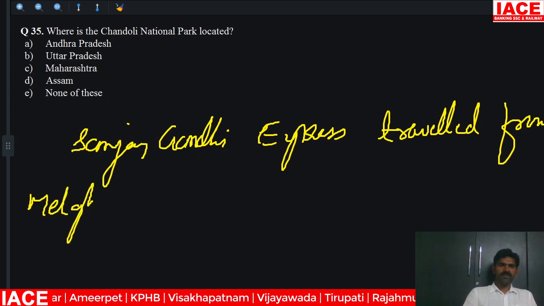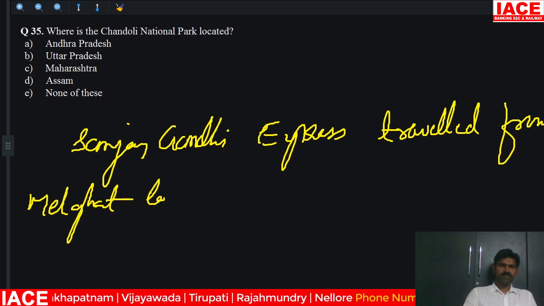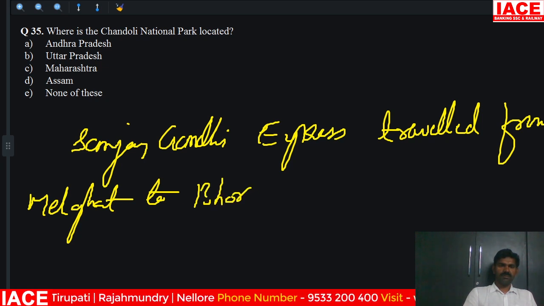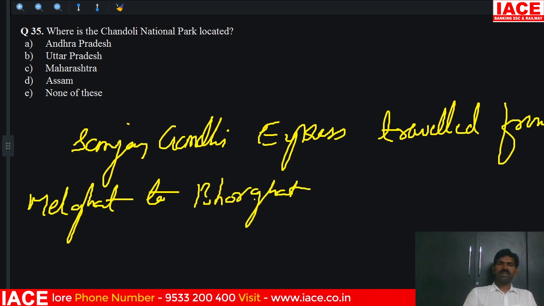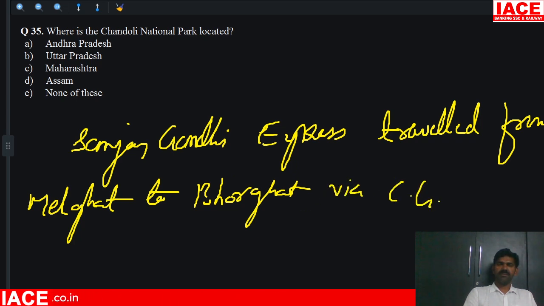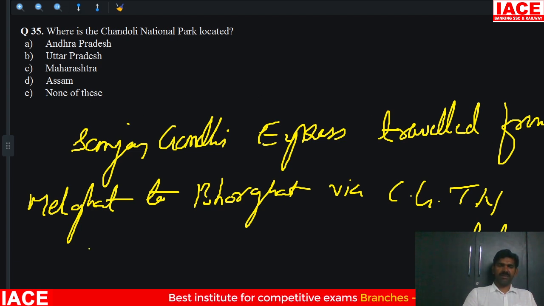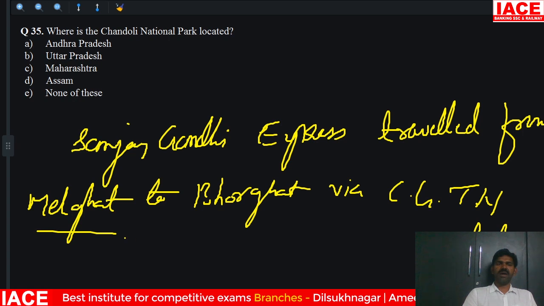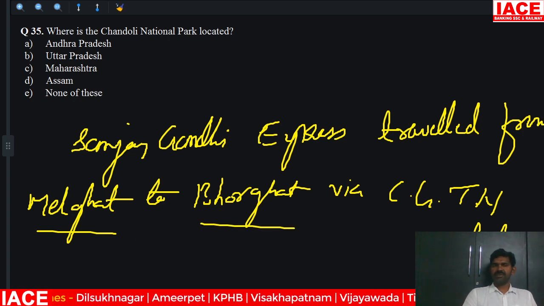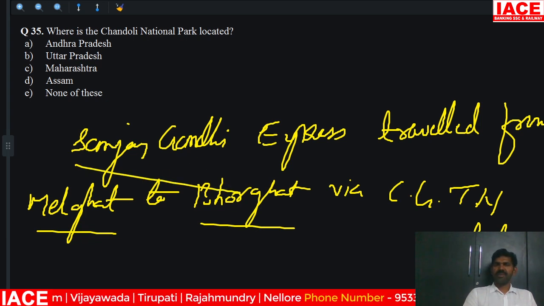Melghat to Borgat. Sanjay Gandhi Express traveled from Melghat to Borgat via CGTN stations. Very simple. How do you relate this to Maharashtra? Remember, places named after ghats will mostly be in Maharashtra generally. Melghat is a source station, Borgat is a destination. So Melghat and Borgat are two things. Sanjay Gandhi is the third thing.